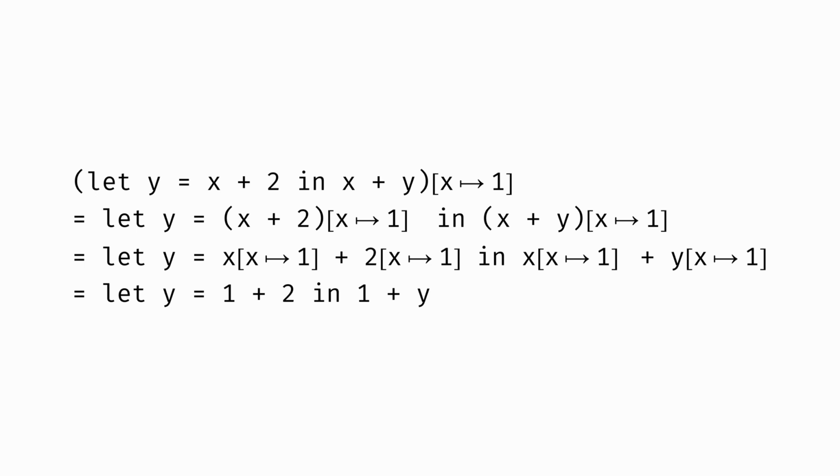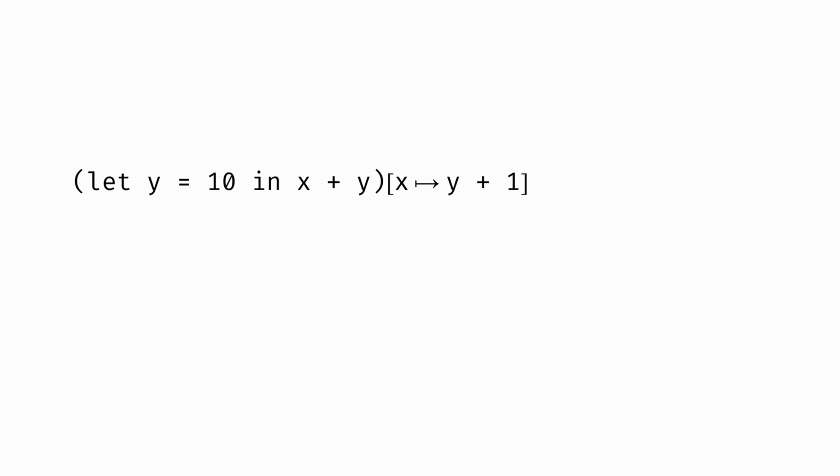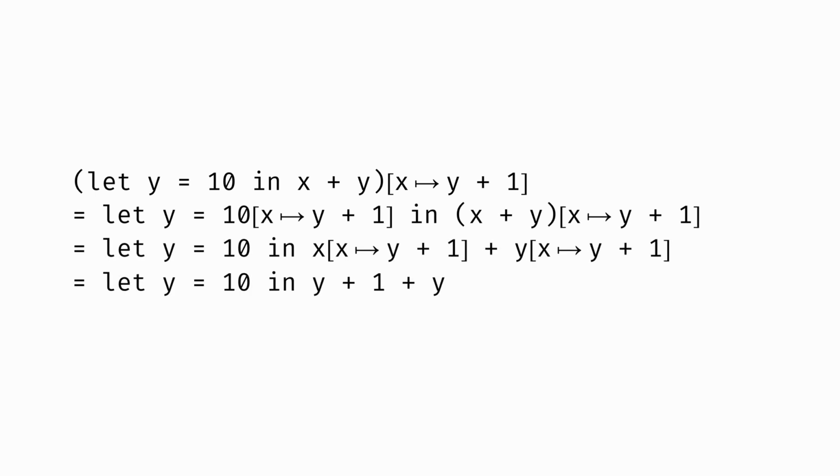Actually, though, there's still one minor problem with this rule. Let's say we had the expression let y equal 10 in x plus y, and we wanted to substitute x with the expression y plus 1. Intuitively, we know that this binding of y to 10 should only apply to y's in the body expression, which in this case would be this y at the end of the expression. But if we were to use our substitution rule here, we'd end up replacing x with y plus 1, and we'd get let y equal 10 in y plus 1 plus y. We've taken the y that wasn't bound before and suddenly made it bound.